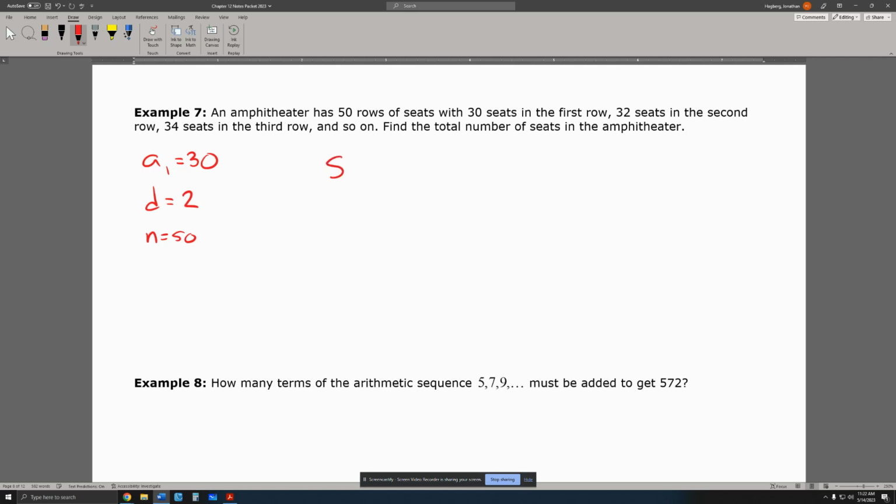All right, so then I know that S50 is equal to, using that first definition, 50 over 2 times the quantity 2 times 30, and then plus the quantity 50 minus 1 times our common difference 2. Okay, so this is equal to 25 times 60 plus 49 times 2, which is 98. So this is equal to 3,950 seats.